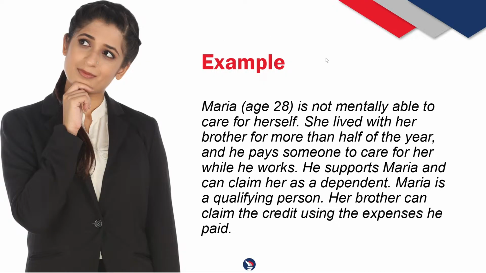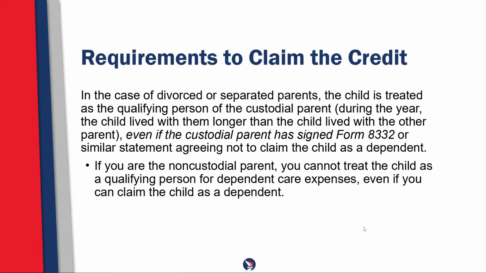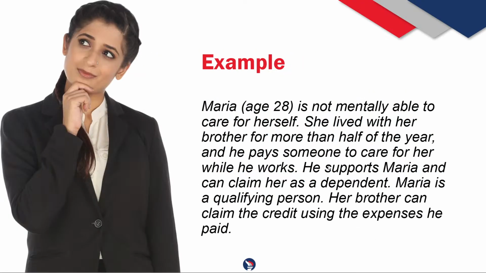Maria, 28, is not mentally able to care for herself. She lived with her brother for more than half the year, and he pays someone to care for her while he works. He supports Maria, can claim her as a dependent. Maria is a qualifying person. Her brother can claim the credit using the expenses he paid. Again, I would look at it from two different directions, though, because the person who's coming in might be a medical professional. In that case, those expenses also are eligible to be used on Schedule A, which gives the brother the better result.